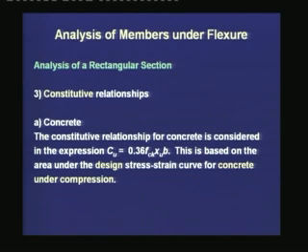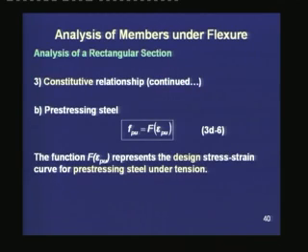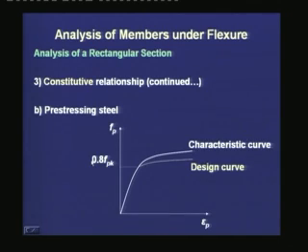The third principle that we use is the constitutive relationships. The constitutive relationship for concrete has already been considered in the expression of Cu. This is based on the area under the design stress strain curve for concrete under compression. For the steel, the constitutive relationship can be expressed as a function fpu is equal to f of epsilon pu, where f of epsilon pu represents the design stress strain curve for prestressing steel under tension. We have seen this curve before under material properties: given the design stress strain curve, for any value of epsilon pu, we can determine the stress in the steel, which will be represented as fpu.